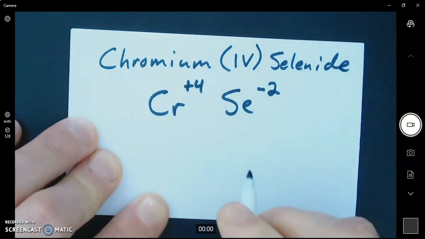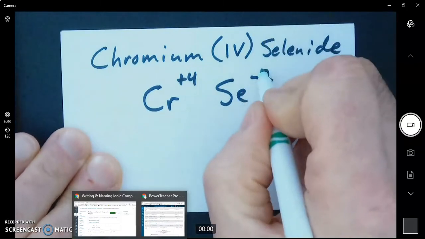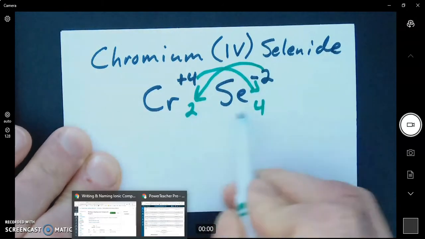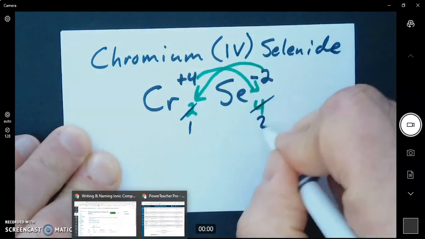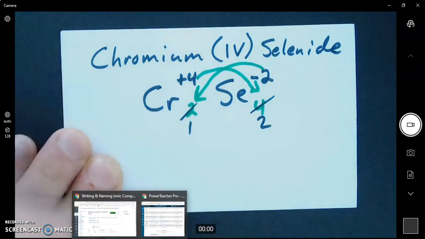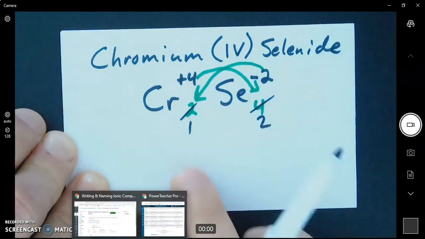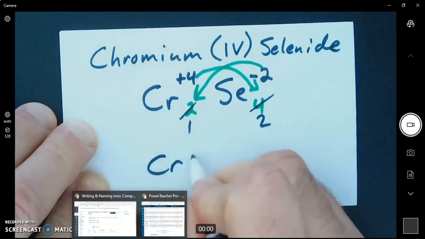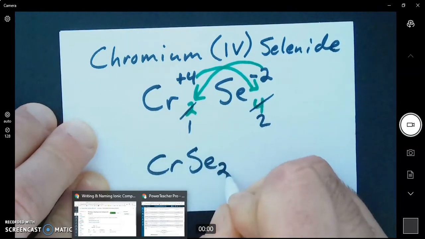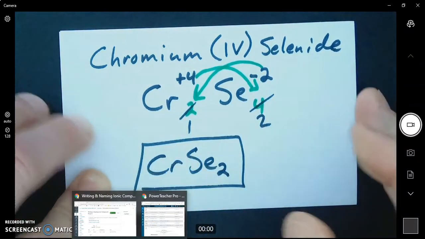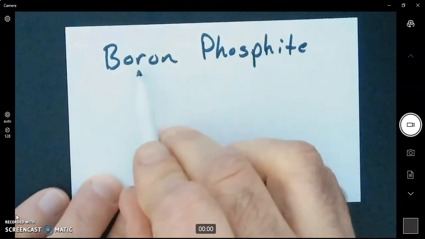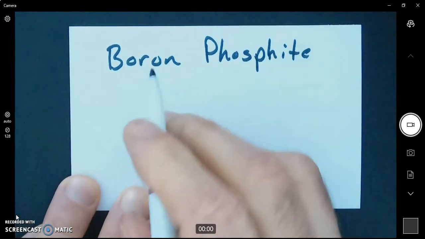It has 6 valence. We're going to cross, drop, and simplify. Take your 2 over here. Take your 4 over here. 2 to 4. Can we simplify that? Absolutely. That 2 can become a 1. That 4 can become a 2. Divide them both by 2. Now we have 1 Cr, 2 Se. 2 -2's gives you a -4, a net charge of 0. Clean it up. Cr Se2. And boom, you're done. Okay? CrSe2.